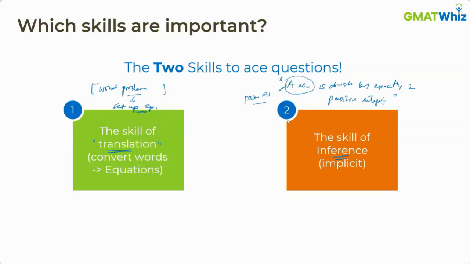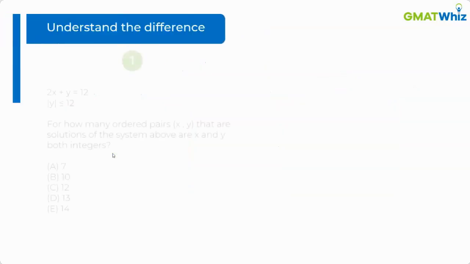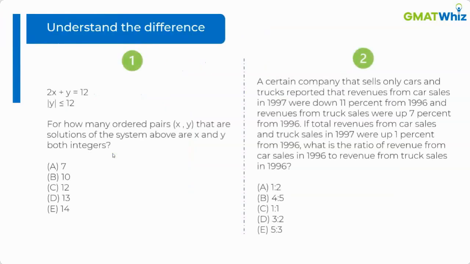Okay, and the purpose of this webinar, in this case, I'll be focusing on this a lot. We might take up some other webinars where we'll talk about the skill of inference also. But in this webinar, I would be helping you understand how to break down the information and set up an equation. And I'll give you an example also. We won't be solving these two questions, but these are just two examples to help you understand what I mean by translation.